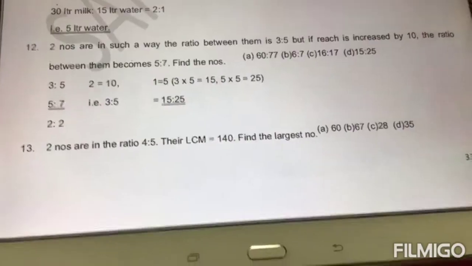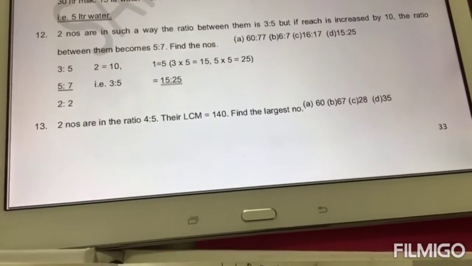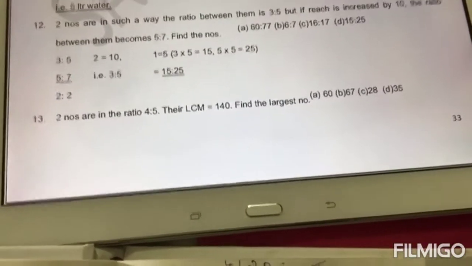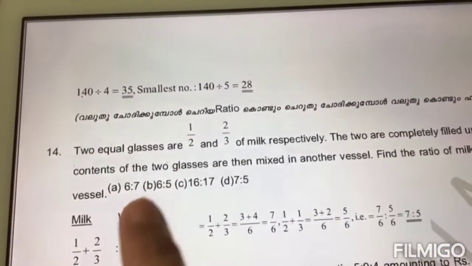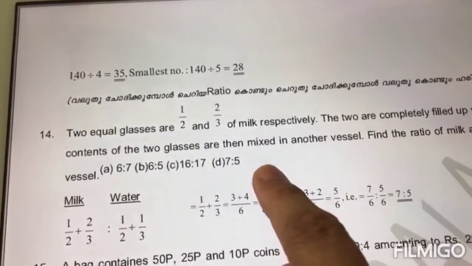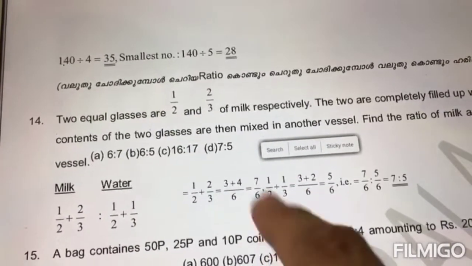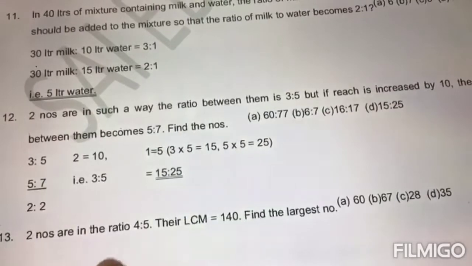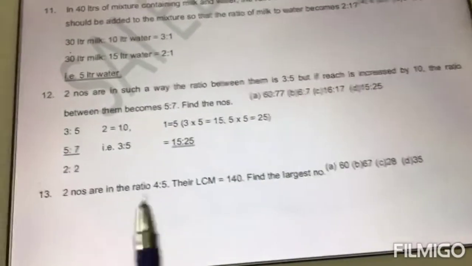Now number 13. Two numbers are in the ratio 4:5. Their LCM is equal to 140. Find the largest number. So we take 140 divided by 4 is equal to 35 to find the larger number, and the smaller number is 140 divided by 5. So two numbers, how do I know 4 is the larger number?